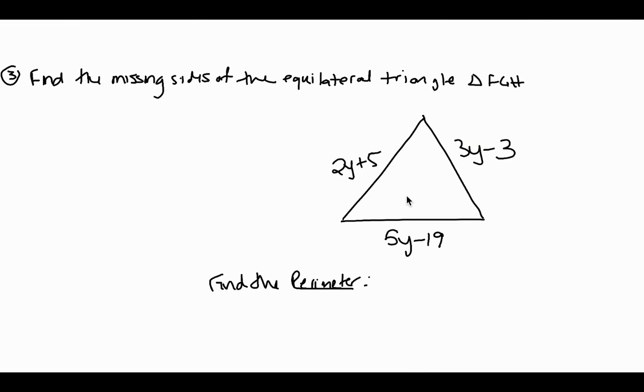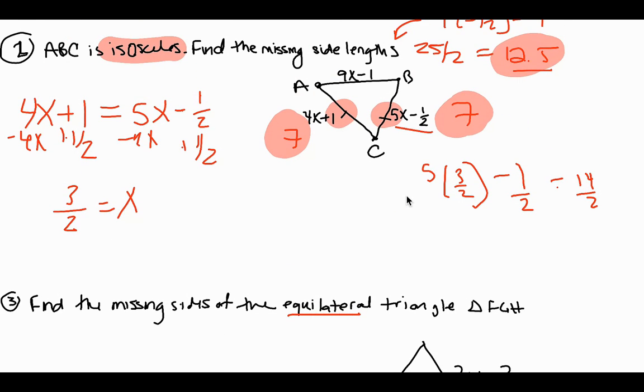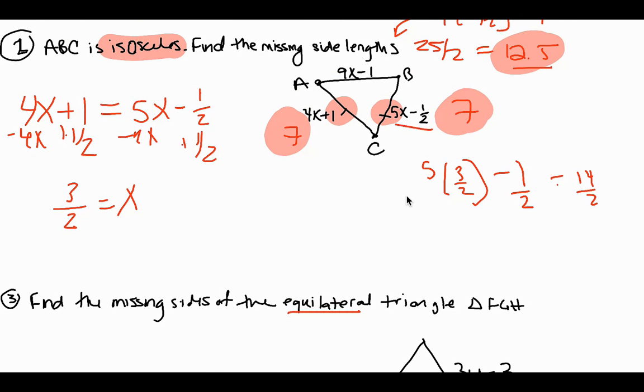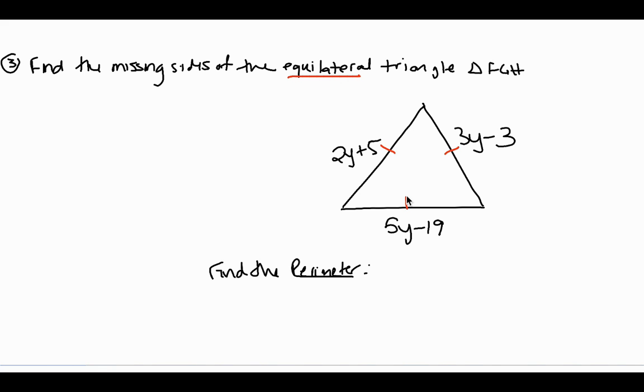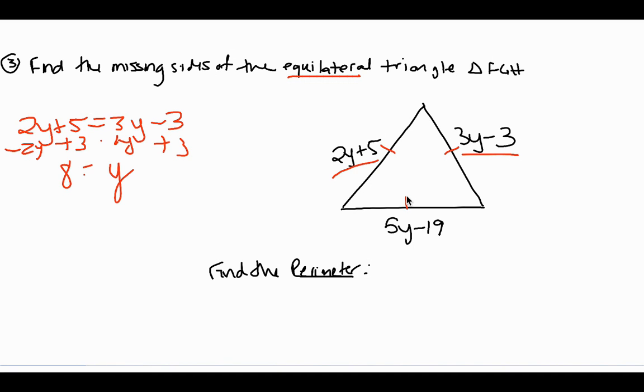The last problem I want to do is very similar, except now we're using an equilateral triangle. Equilateral is going to mean that all three of these are the same. So in the previous example, we had to set 4x plus 1 and 5x minus 1/2 equal to each other. In this example, we can actually just choose 2 out of the 3. So let's go with these two. 2y plus 5 equals 3y minus 3. And it would not have mattered which ones we picked. I'm going to add 3 to both sides. We get 8, and subtract 2y from both sides, and I just get y. So here my y equals 8.